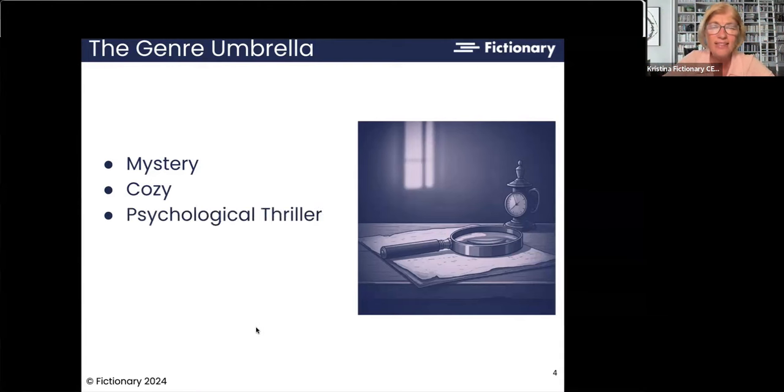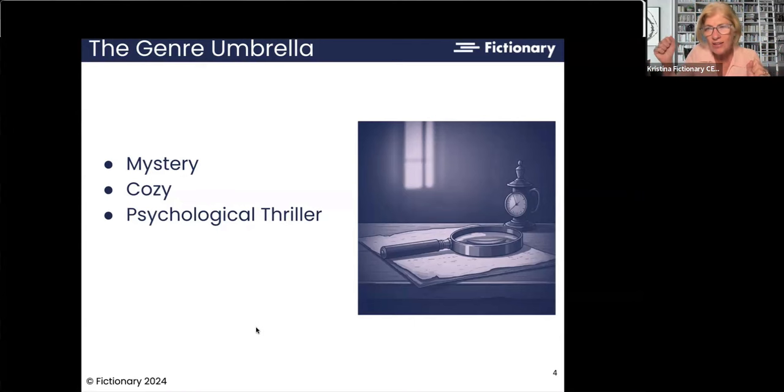Then we have psychological thrillers. So here's the thing. This is a big thing right now. You'll see there are many books out right now. It's very popular to talk about a mystery as a psychological thriller. It's the hot seller this year. And so you'll see there's many mysteries out there that are labeled as a psychological thriller, but are actually a mystery. And so the key point here is what we're looking at is what you, the author, are trying to write.